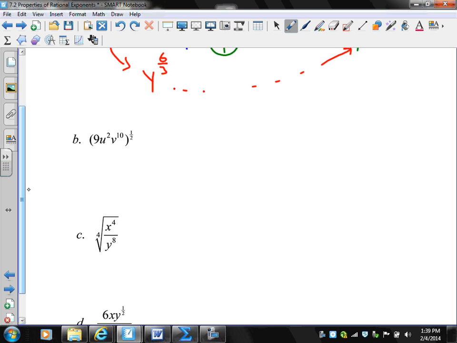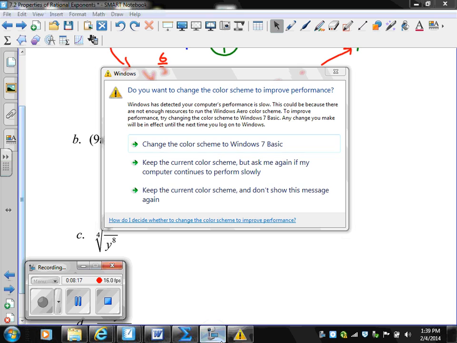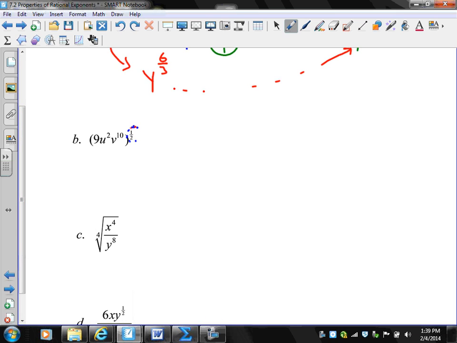Okay, so looks like I'm going to do a square root out here of 9u squared v to the 10th. Hold on 1 second. Okay, sorry about that.